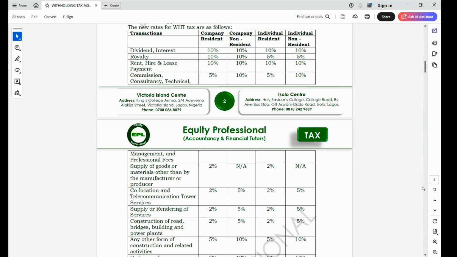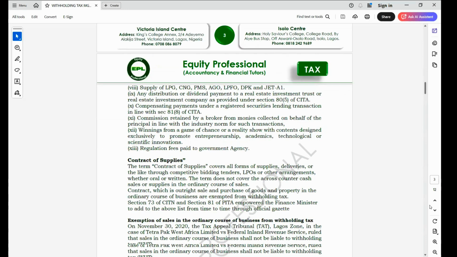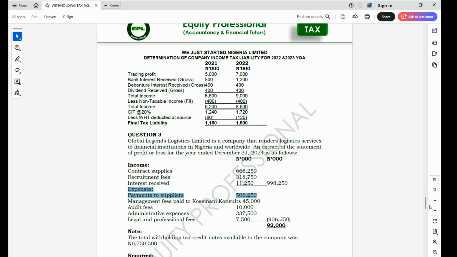Please, the examiner did not tell you if the value is stated at gross or net. The examiner did not state whether the value is gross or net. You assume gross value. So payment to supplier, the withholding tax rate is 2%. So you are going to calculate to get the withholding tax.